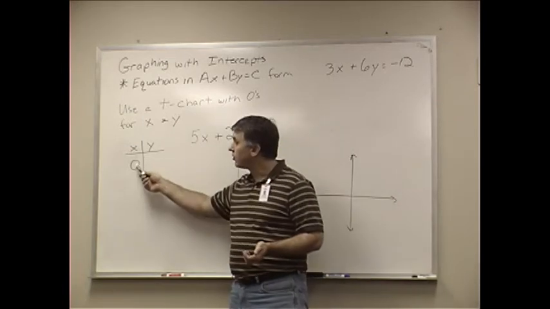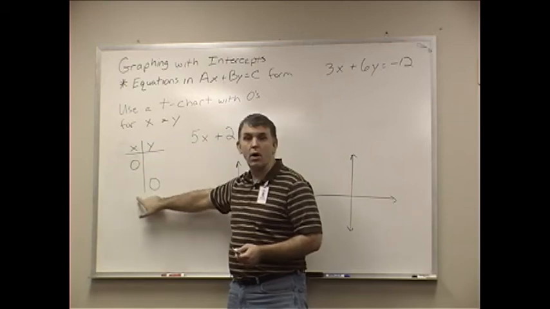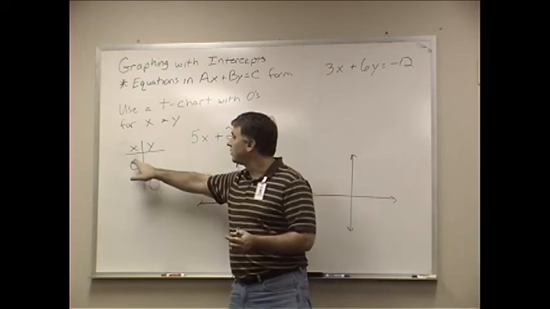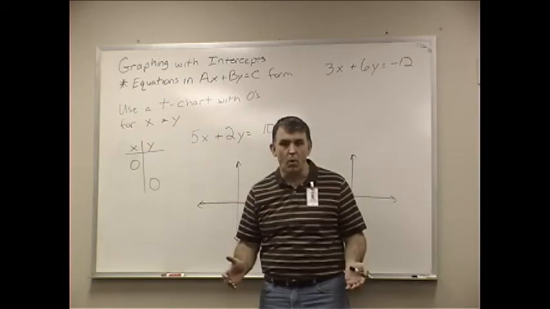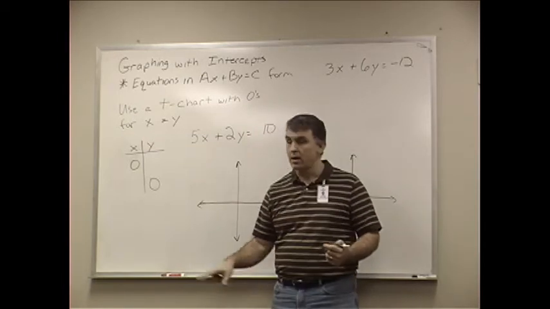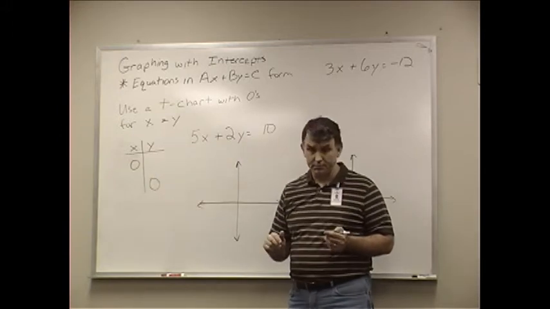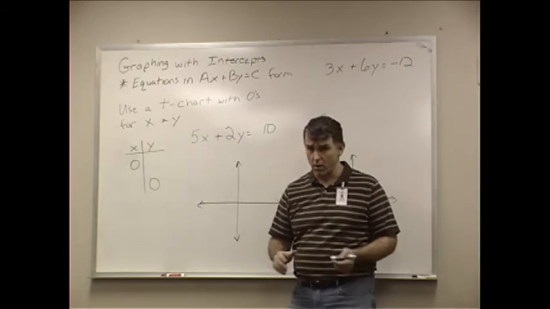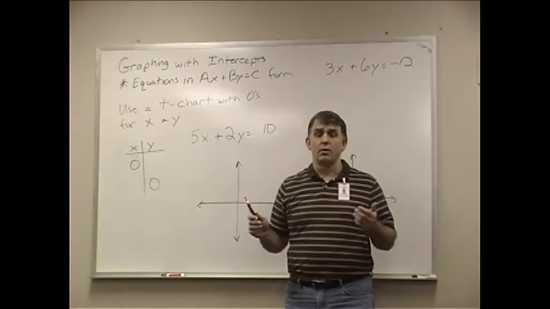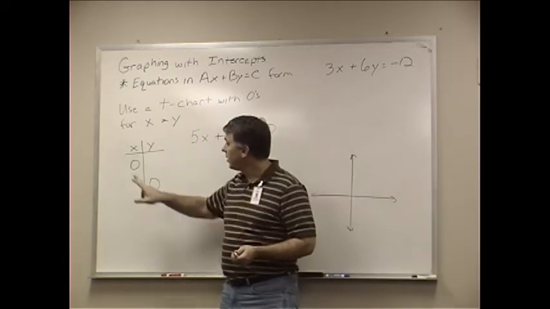Now, the t-chart is going to look significantly different. Instead of having 0, 1, 2 going down the side, it's going to have a 0 and a 0. You're going to be finding 2 points, not 3, and you're going to put in 0 for the x and for the y. So it's a little simpler, a little bit more straightforward. So it's just a matter of substituting and solving. So let's go on ahead and do it.